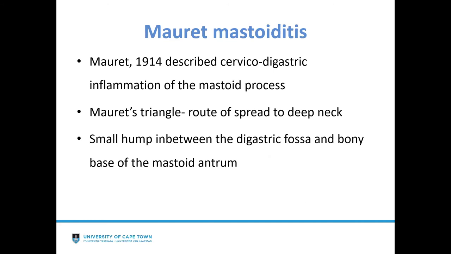And then the other entity that was described is Mouret's mastoiditis, described by Mouret in 1914, which he described as a cervical digastric inflammation of the mastoid process. Mouret's triangle, as I described before, is the route of spread to the deep neck, and it is usually a small lump between the digastric fossa and the bony base of the mastoid antrum.